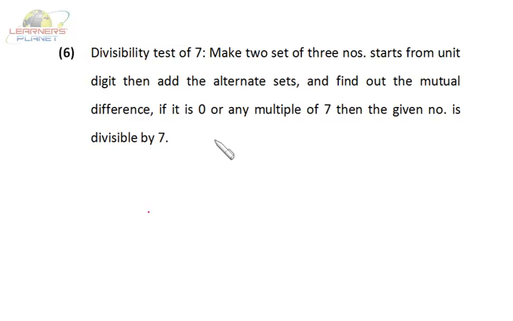Suppose I have a number 15236. Now I have to find out whether this number is divisible by 7 or not. Now just make a set of 3 numbers. It's 236 and it is 15. Now we have to find out the difference. It is 236 minus 15. So what will I be getting? It's 221.